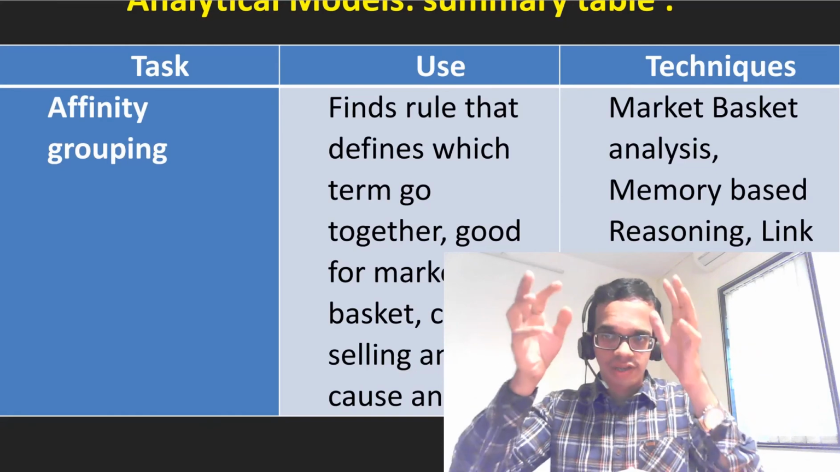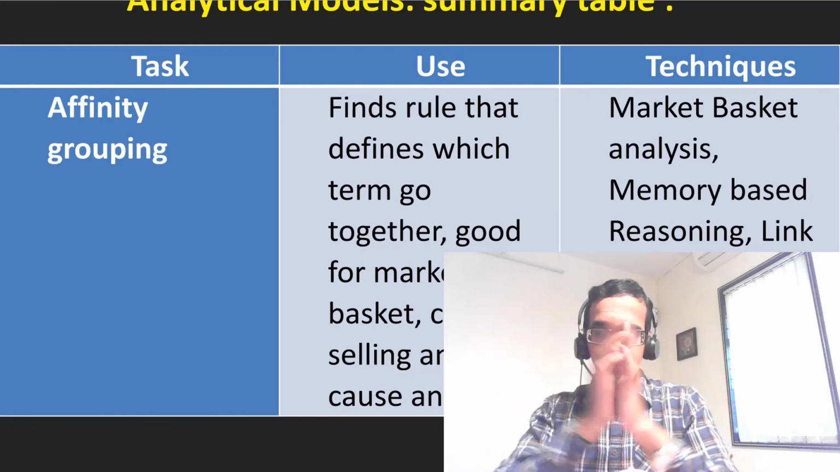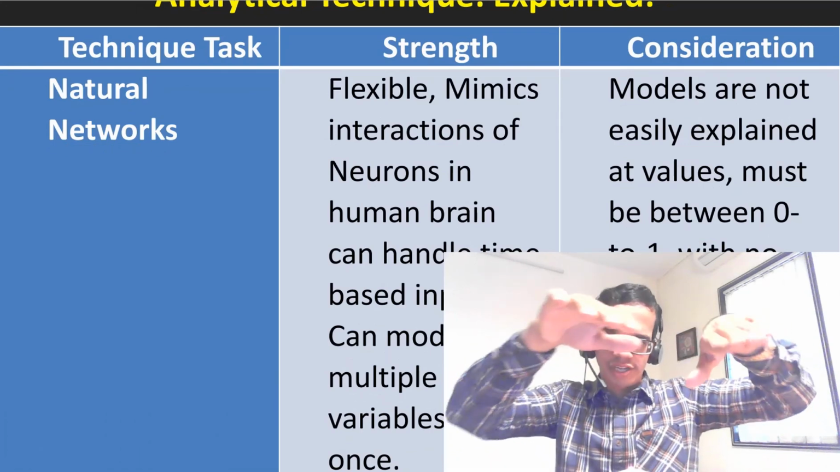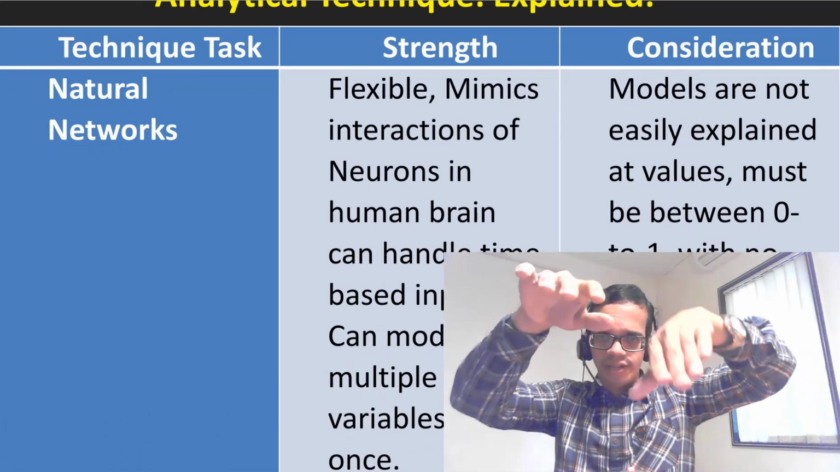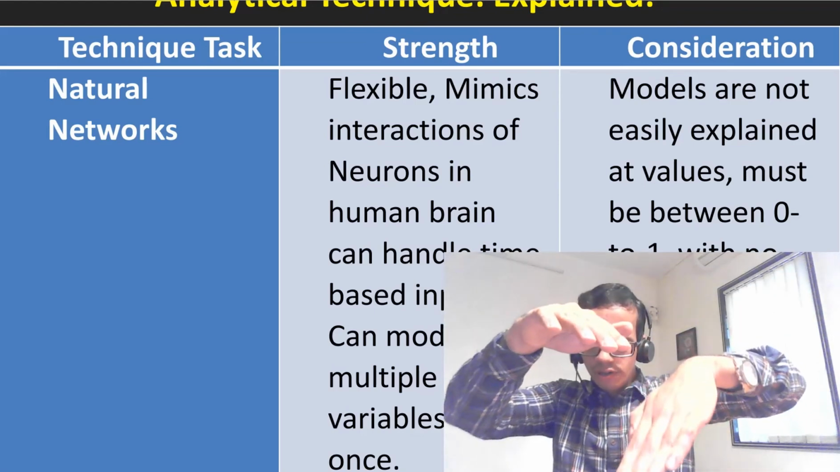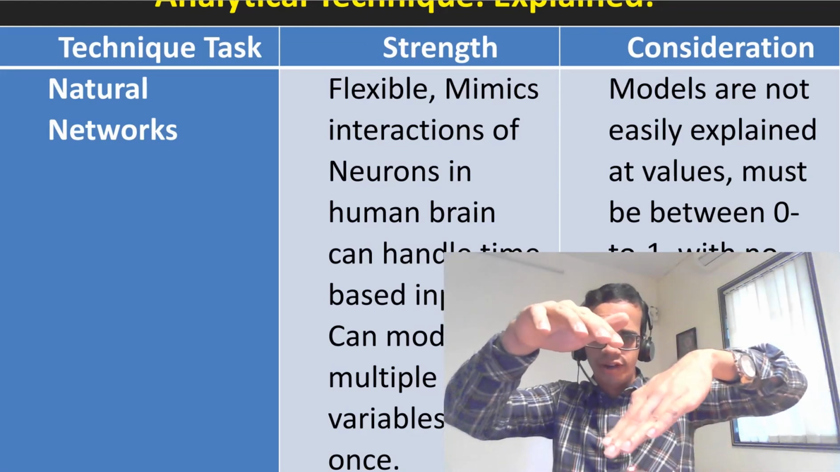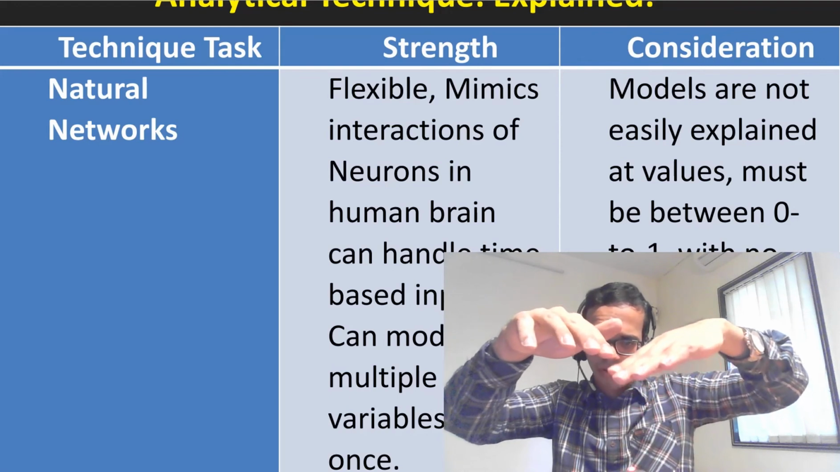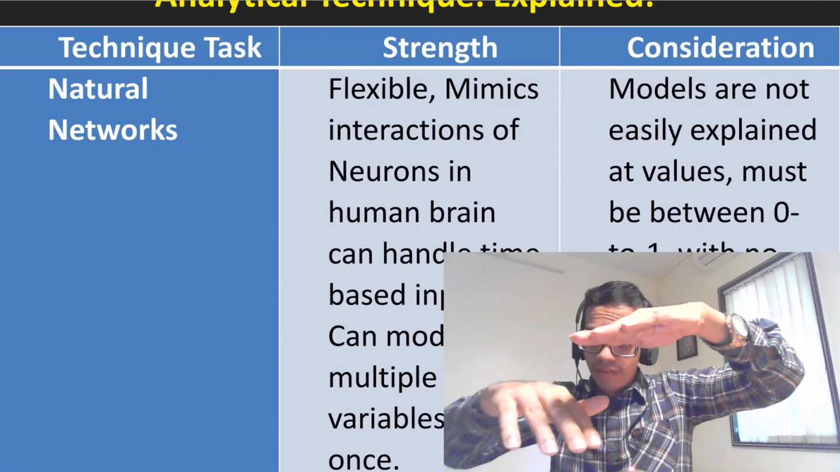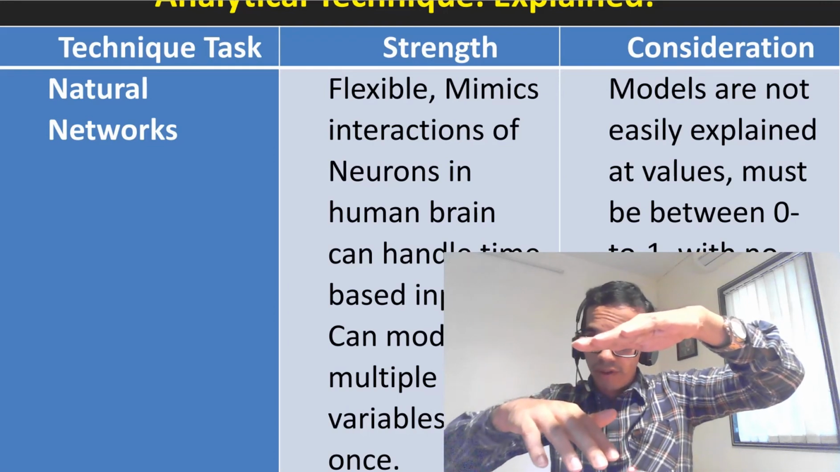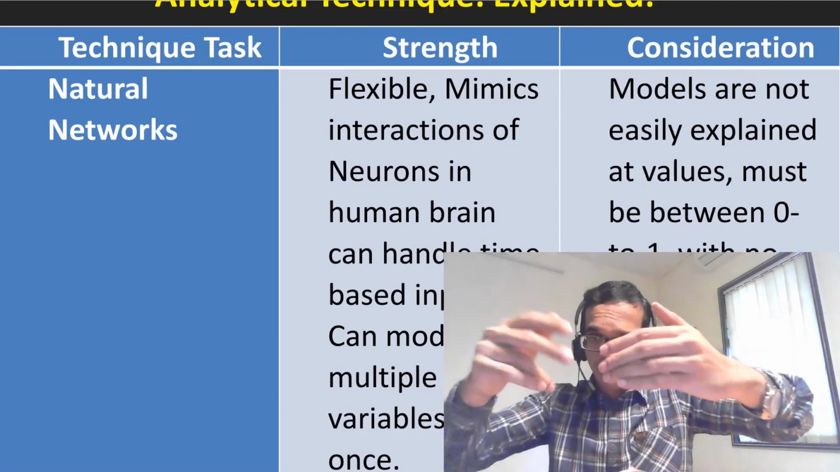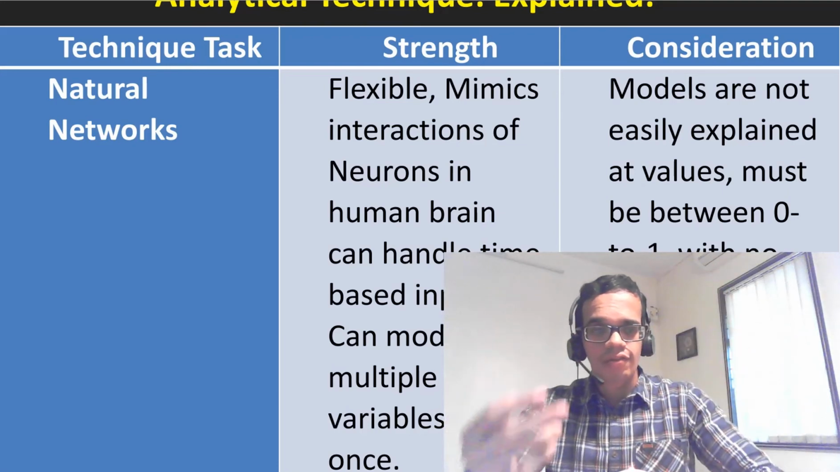For the techniques, there is market basket analysis, memory based reasoning tools, and link analysis. The strength of neural networks includes flexibility, mimicking the integration of neurons in a framework, and summarization that will be helpful for business inputs and business variables. The consideration is that the models are hard to explain, and they do not work well for categorical variables or a lot of business variables.